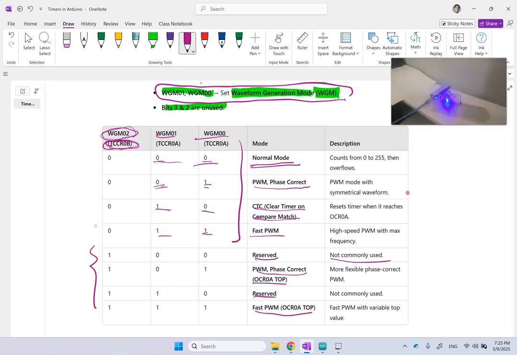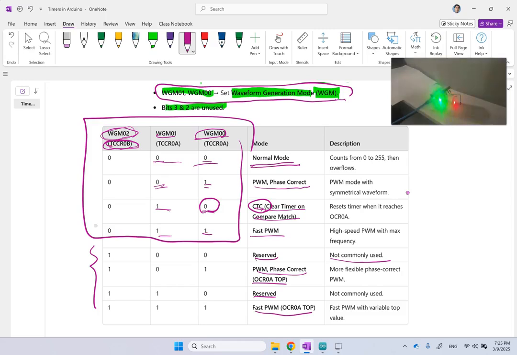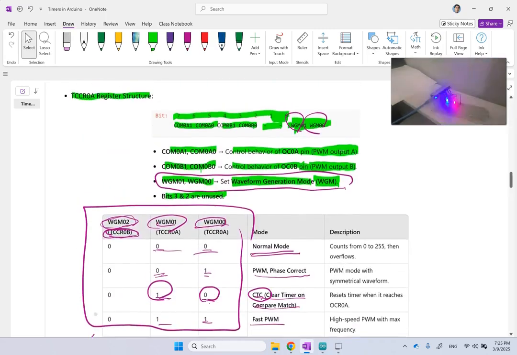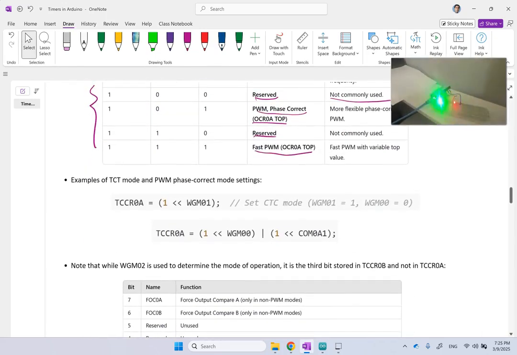Most of the time we only go with these 4 modes. If we don't want to go in TCCRB, we just use TCCRA. So now, let's say for instance, I want to use CTC mode. For CTC mode, I have to set the first pin, the WGM00 to 0 and the 01 to 1. How do I do that? Okay, here is an example.